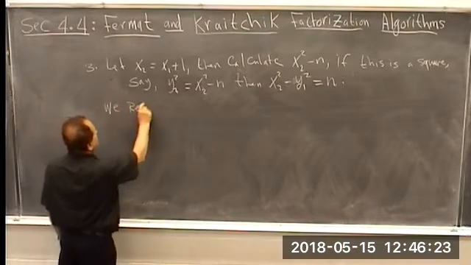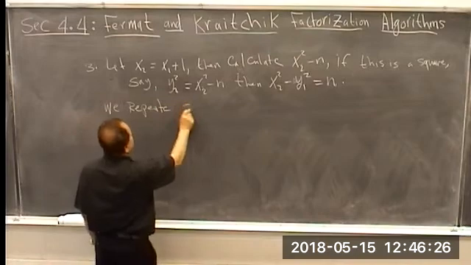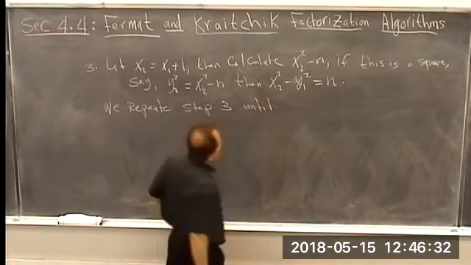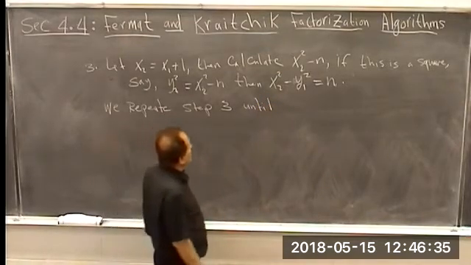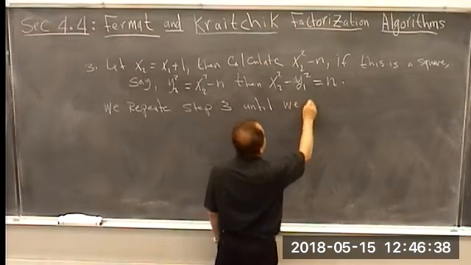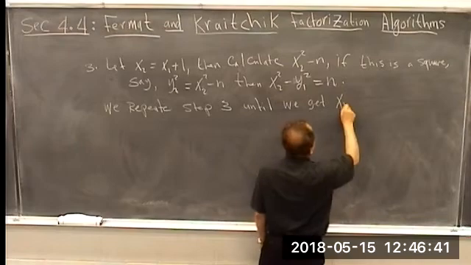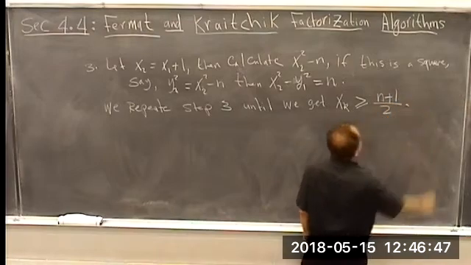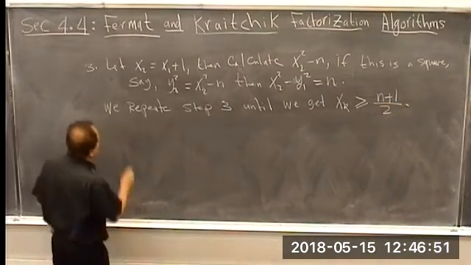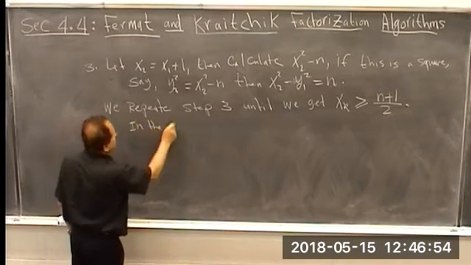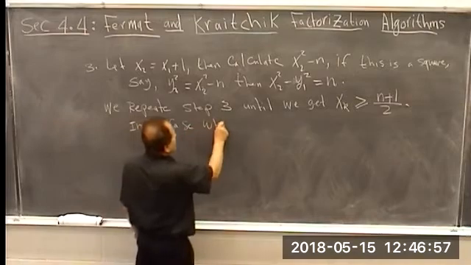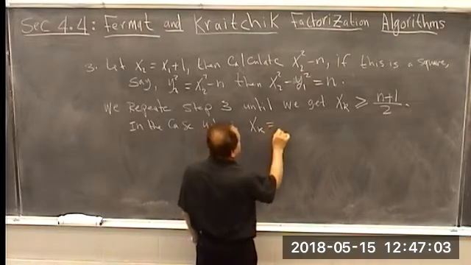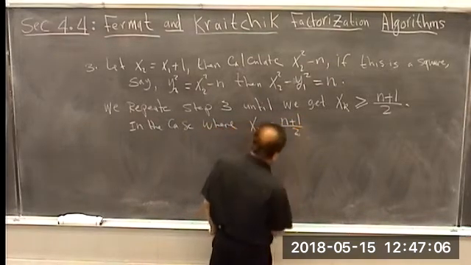We repeat step 3 until we get x sub k to be bigger than or equal to (n plus 1) over 2. So in this case, where x_k means after k steps, basically, x_k is equal to (n plus 1) over 2.